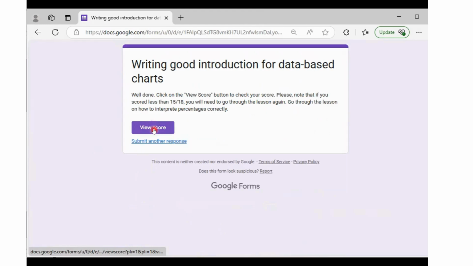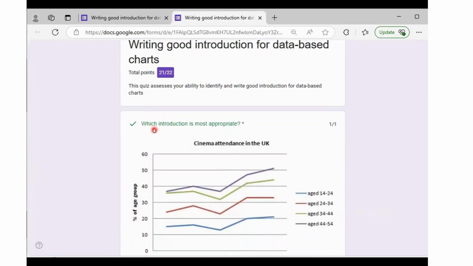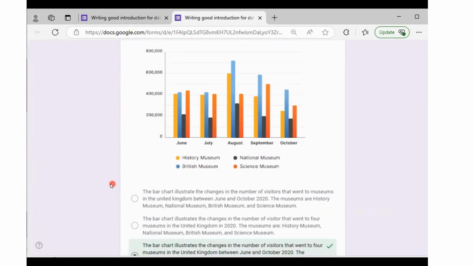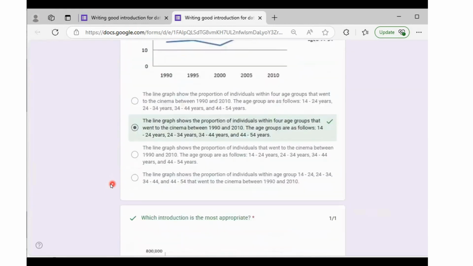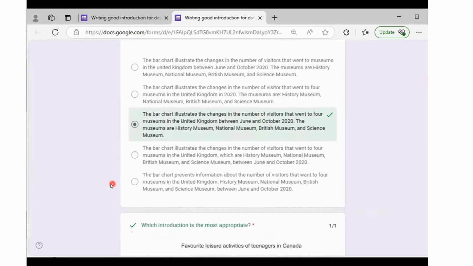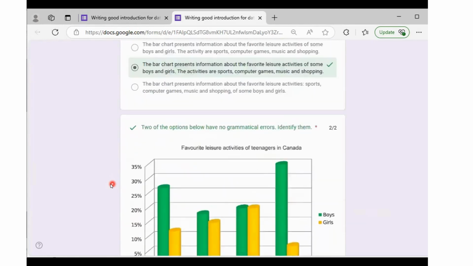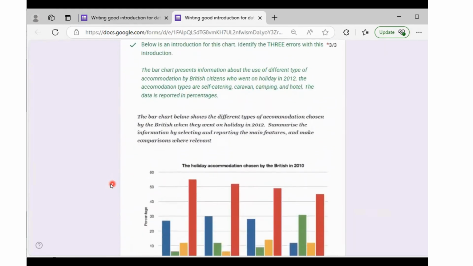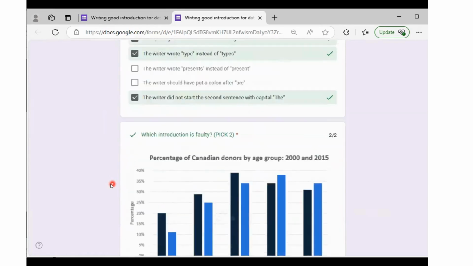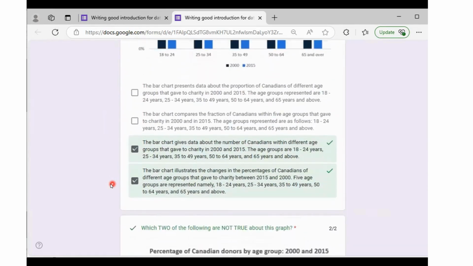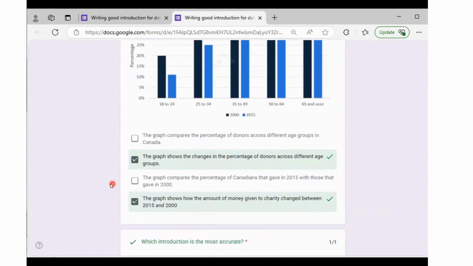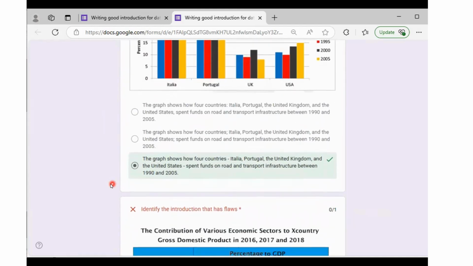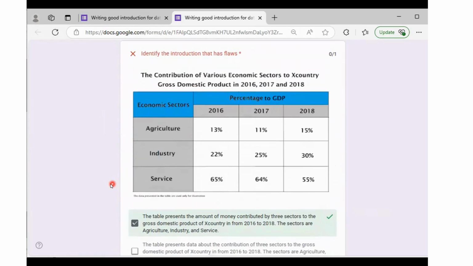Okay, let's view my score. I scored 21 over 22. Let me see the one that is wrong. Number 1, I got number 1 right. Number 2, I got number 2 right. Number 3, I got number 3 right. Number 4, I got number 4 right. Number 5, I got number 5 right. Number 6 is correct. Number 7, I picked 2 correct. Number 8, correct. Number 9, correct. Number 10, correct. Okay, number 11.